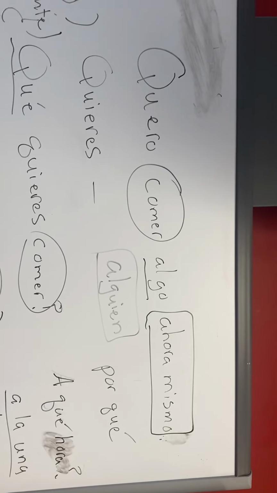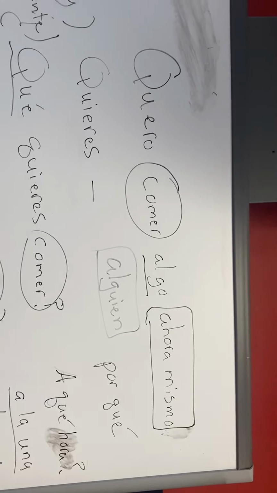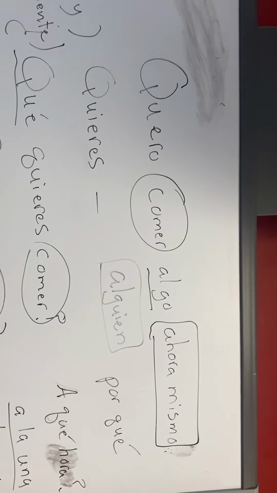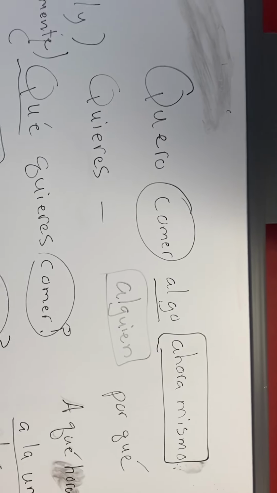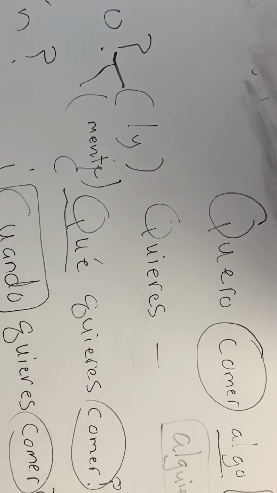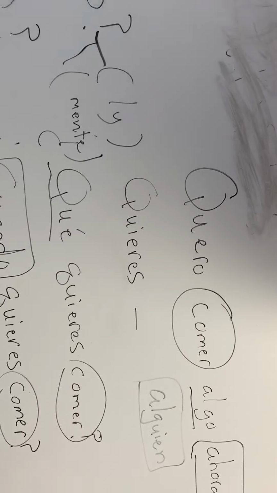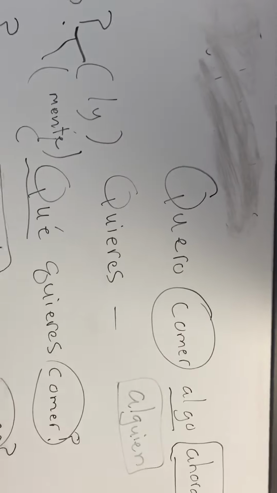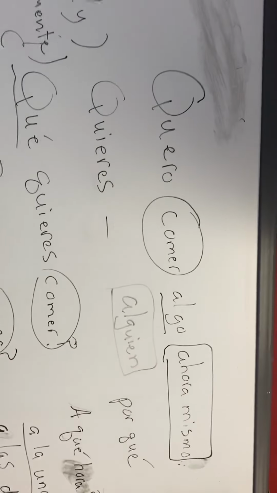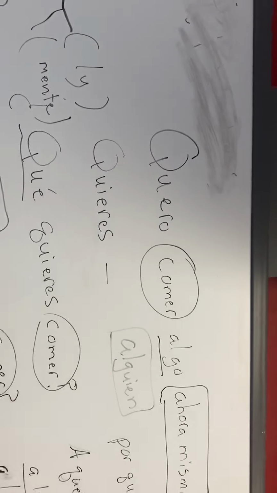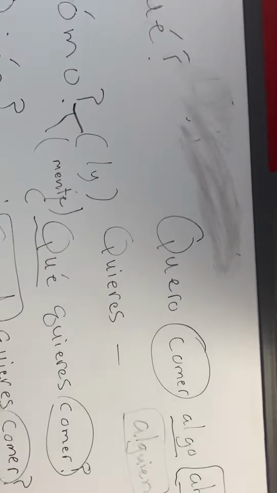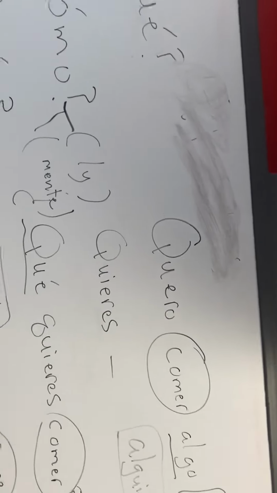So when I say quiero comer algo ahora mismo, something does not give me a lot of information. So I can go back over here and say qué quieres. Qué quieres alone might mean, what do you want? But qué quieres comer, what do you want to eat? And instead of saying something like algo, you can be specific, like pizza, hot dog, burger, spaghetti.